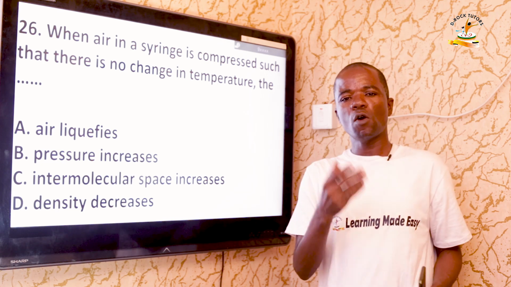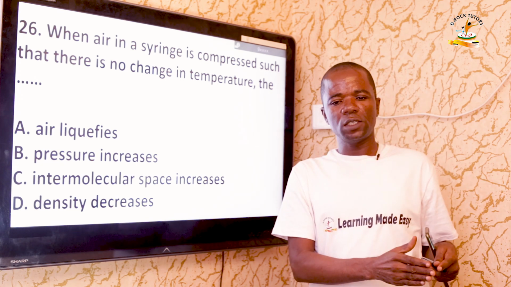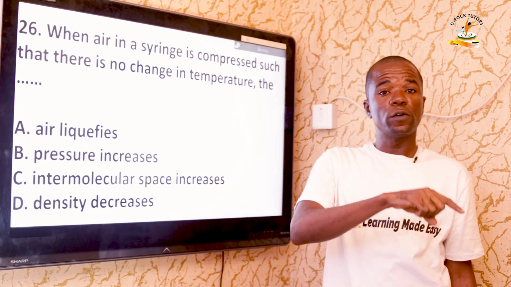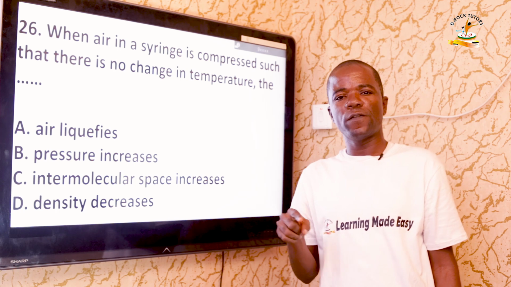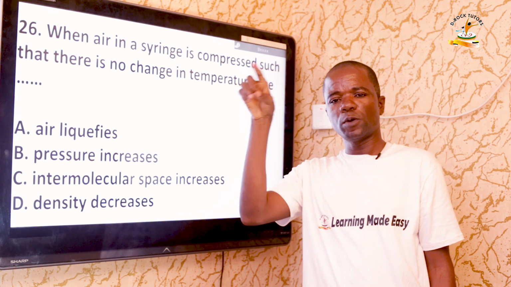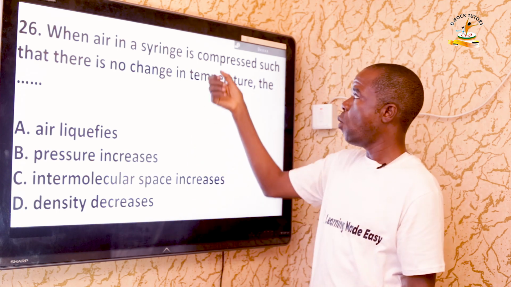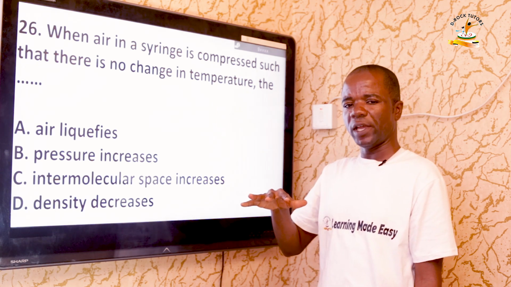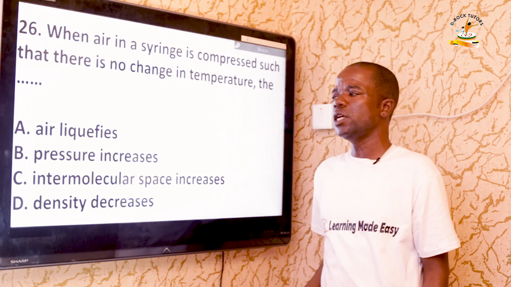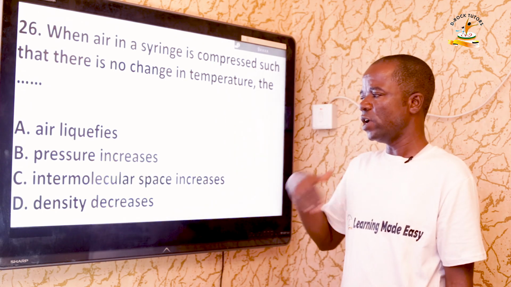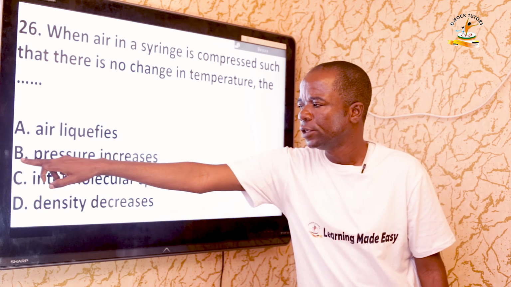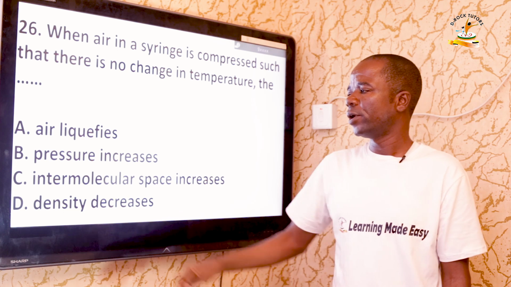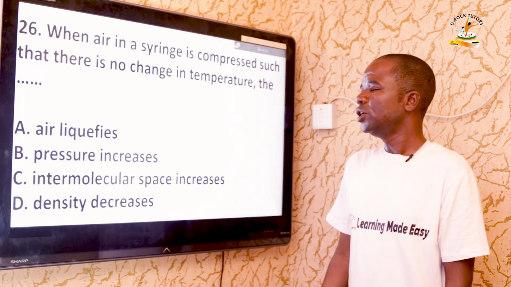And don't forget, according to Boyle's law, when volume decreases, what happens to pressure? Pressure increases, because the relationship between volume and pressure is inverse. Volume is always inversely proportional to the pressure. And when we compress a syringe, we are reducing the volume of air in the syringe, and that will lead to an increase in pressure. So the correct answer here is option B. When air in a syringe is compressed, the pressure will increase.